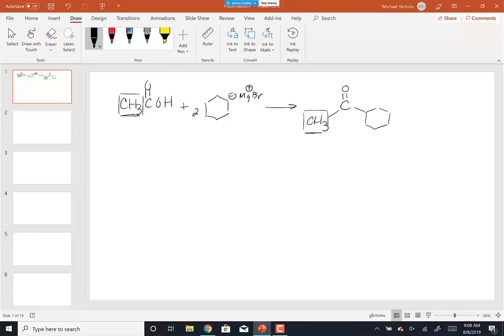So what we did yesterday, we can go back and draw the mechanism of this out really quickly, but I think I'm gonna need help. So what's the first step gonna be in this mechanism? So the cyclohexane anion is going to deprotonate the carboxylic acid. So we're going to make the carboxylate plus the cyclohexane. So we're throwing away one equivalent of our Grignard.